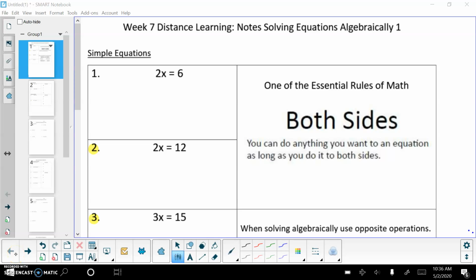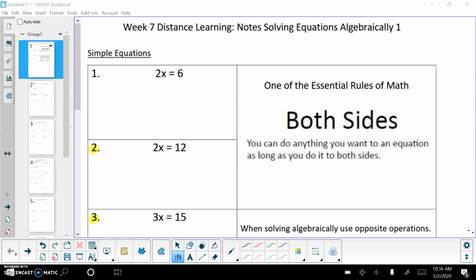Hello again. This is our tutorial for our notes on solving equations algebraically, the first set of notes. Last week, week 6 on our distance learning, we did solving equations using the sketch method. So this week we're going to transition that to using algebraic methods on week 7. But the process is basically the same as last week.